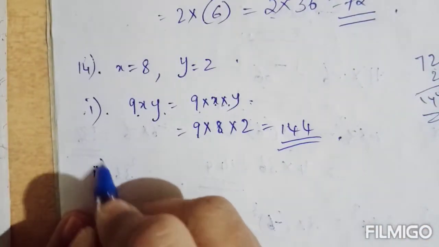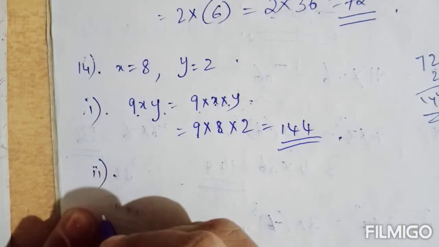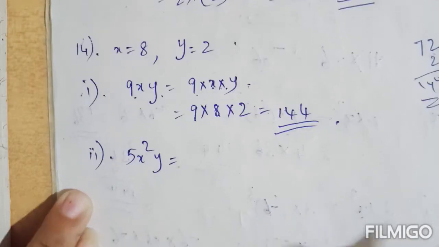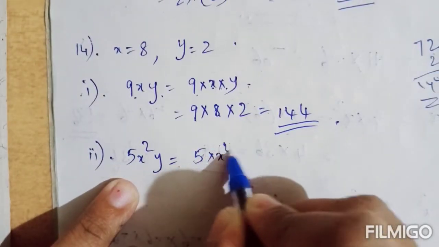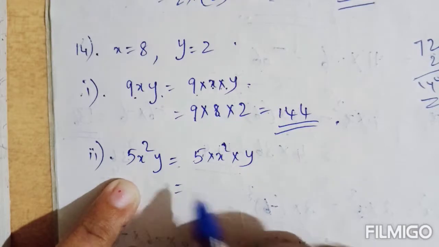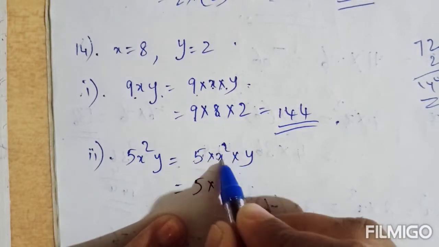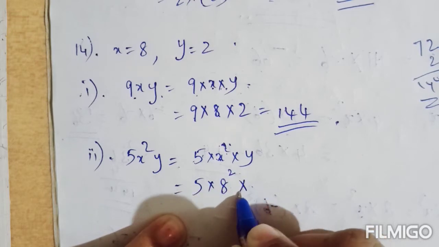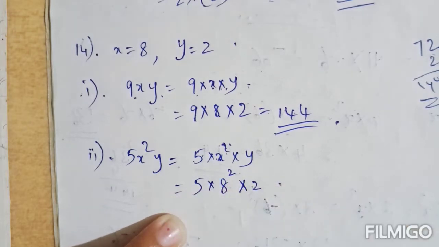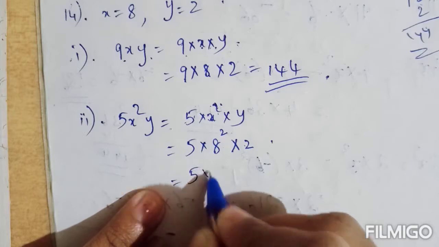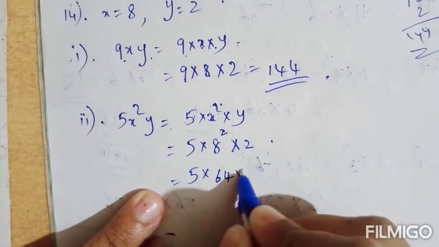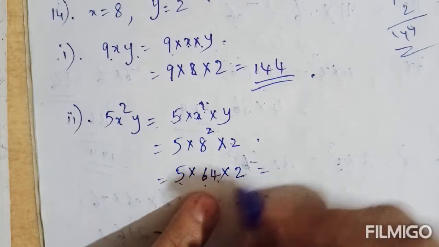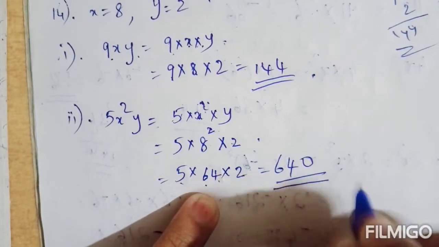Okay. Second one, 5x square y. That means 5 into x square into y, which is equal to 5 into x value it is 8. X square is there, so 8 square into y value it is 2. Now 5 into 8 square it is 64 into 2. Okay, 5 into 2 10. 10 into 64 it is 640 will be the answer.